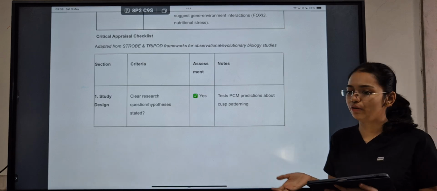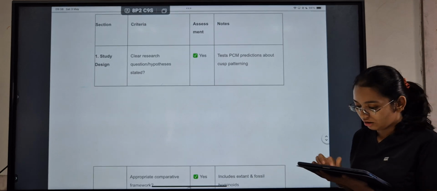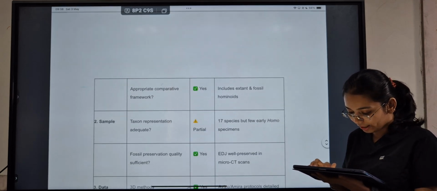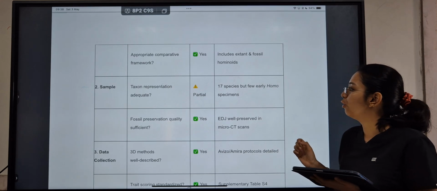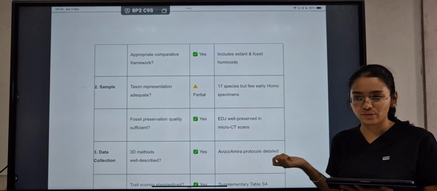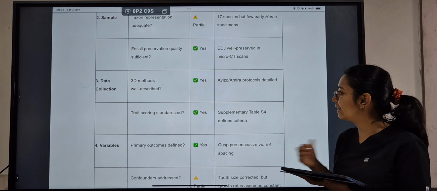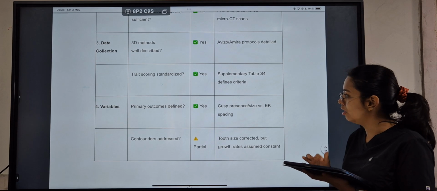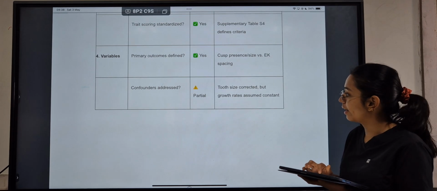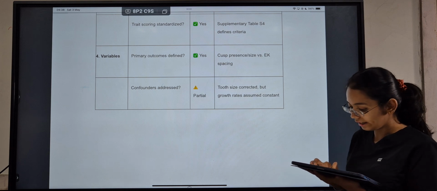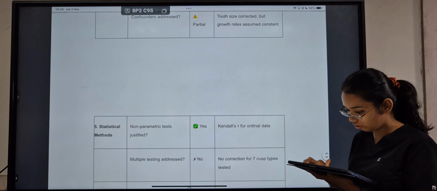So this is an observational plus evolutionary biology study. So the study design was very good. The sample, only 17 species were included, out of which very few Homo species were included. And otherwise the data collection protocols were all detailed, and the criteria were well defined. The confounders were not addressed. The tooth size was corrected, but growth rate is assumed to be constant only.